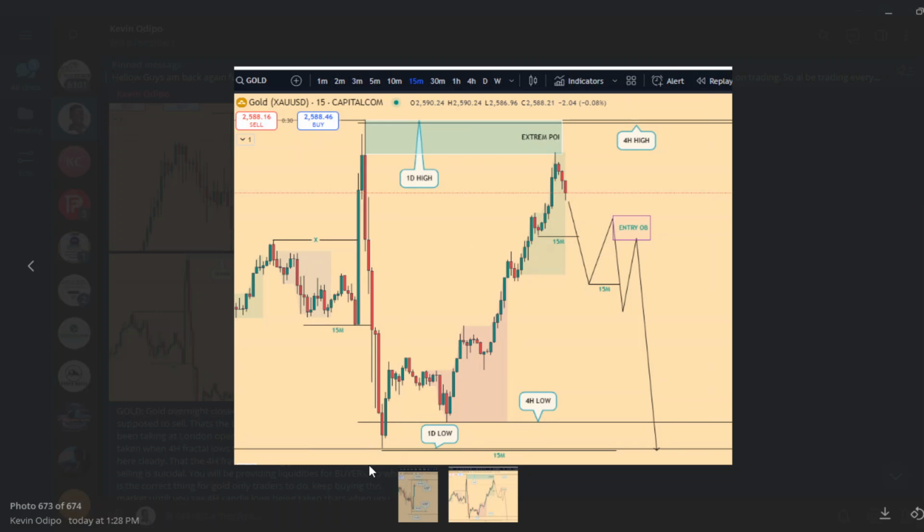We need to have second break. So to take this entry, I was explaining to people who trade gold, because I don't trade gold, this becomes an extreme point of interest, and therefore I need to see first break again.